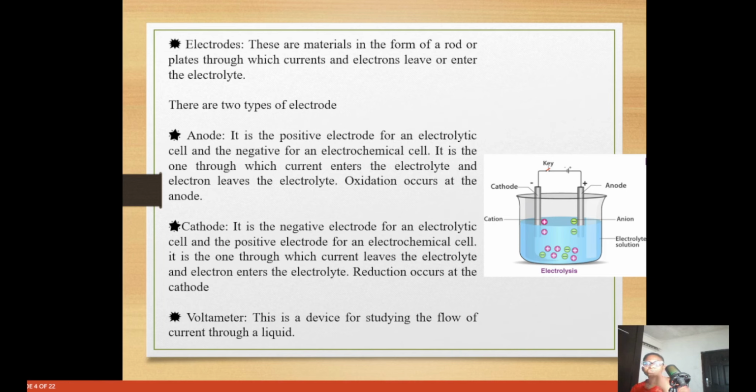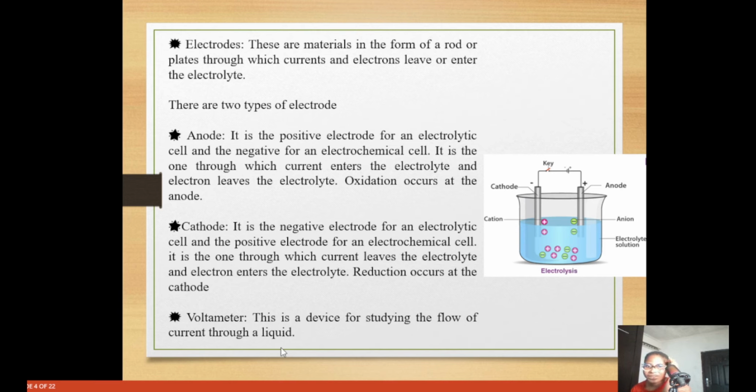It is the one through which current enters the electrolyte and electrons leave the electrolyte. So oxidation occurs at the anode. You know, you would have done that in chemistry. So what is cathode? Cathode, it is the negative electrode for an electrolytic cell and the positive electrode for an electrochemical cell. It is the one through which current leaves the electrolyte and electrons enters the electrolyte. Reduction occurs at the cathode.